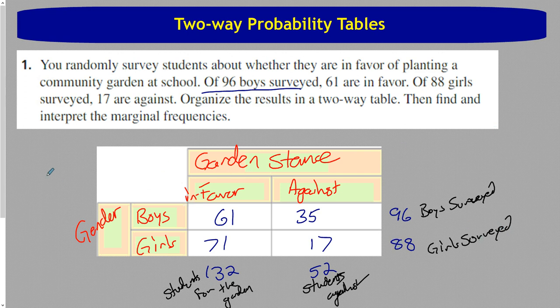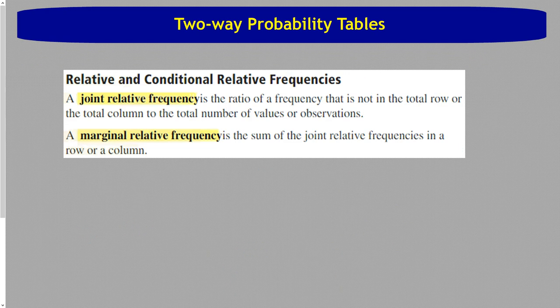We're going to take this one step further and look at what are called joint relative frequencies and marginal relative frequencies. The key word being relative, right? That's what's different. So let's look at the joint relative frequency first. It is the ratio of a frequency that is not in the total, either the total column or total row, to the total number of values or observations. A marginal relative frequency is the sum of the joint relative frequencies.